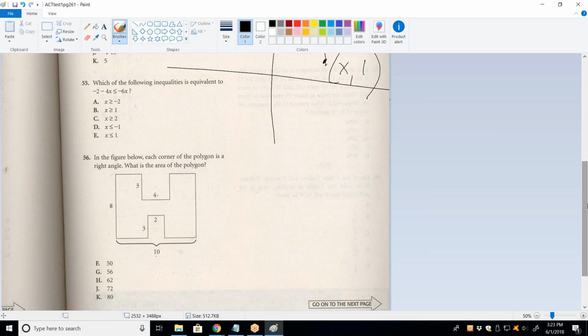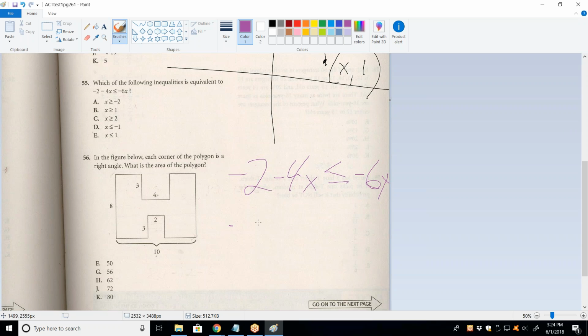How are we gonna, is this easy, medium, or hard? 55. Probably easy if I just solve the equation. Just solve it. Just got to make sure you know how to solve an inequality. So let's solve that. What's the first step? You just add 4x to each side.